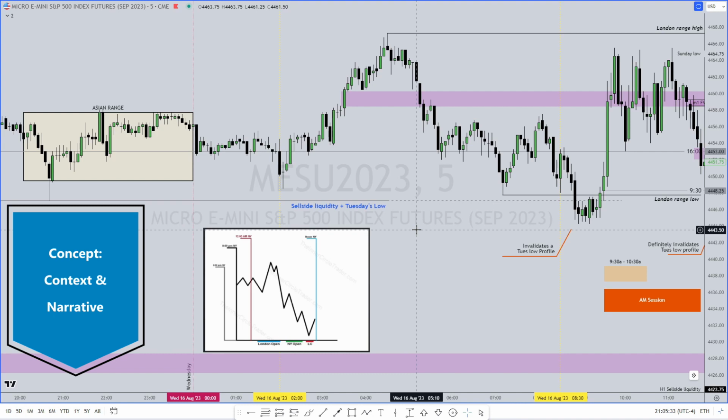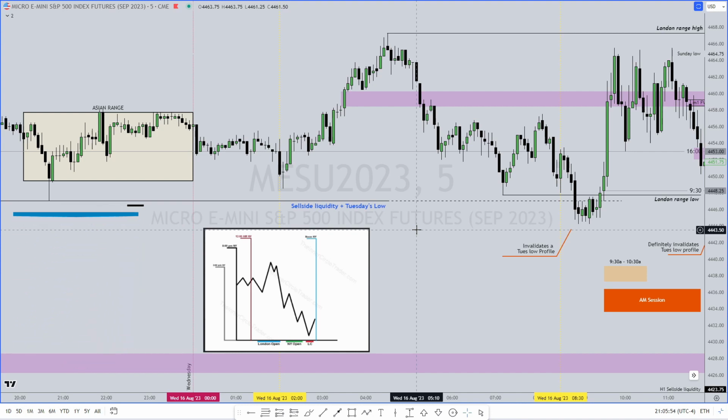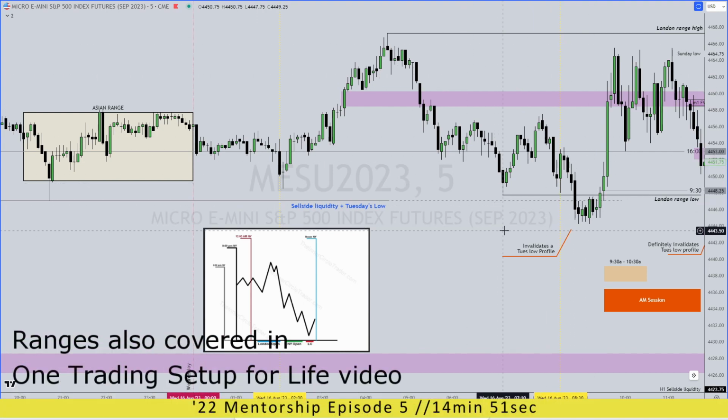Now, ICT has said 70% of the time, Tuesday will make a higher low of the week. If I were looking for something to be bullish, that means Tuesday's low would stay intact while price shifts bullish. Tuesday's low would need to stay intact for it to remain a Tuesday low. If Tuesday's low gets broken, then that means it's no longer a Tuesday low. So if today is Wednesday and Wednesday goes below Tuesday's low in any meaningful way, then it's clearly no longer a Tuesday low. Check. So we have here 8:30. We set our ranges. So this is episode 5 from the 2022 mentorship.